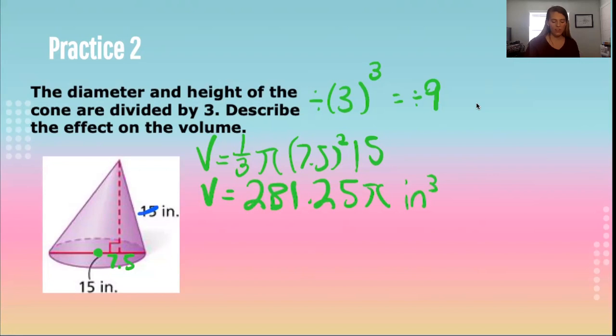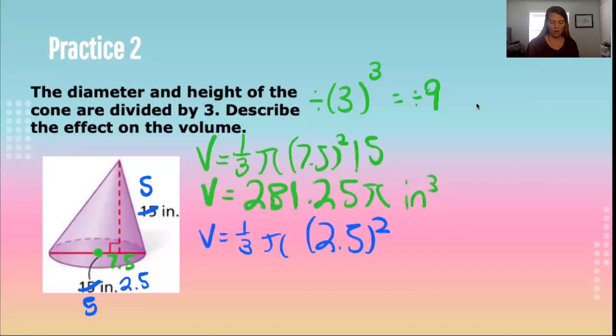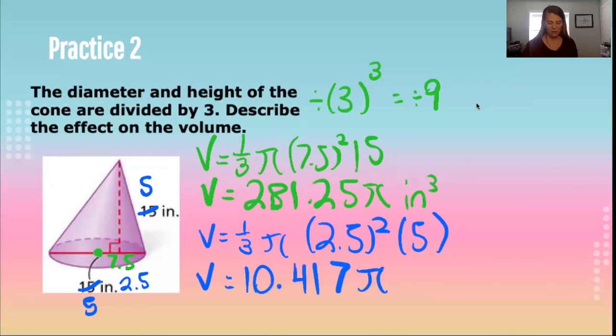Now I'm going to divide both of these by 3. It gives me 5. When I do that, my radius becomes 2.5. And here, I get 10.417 pi.